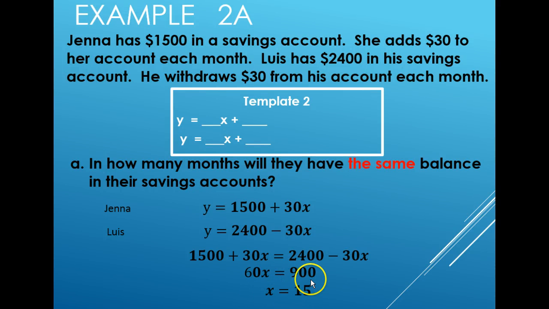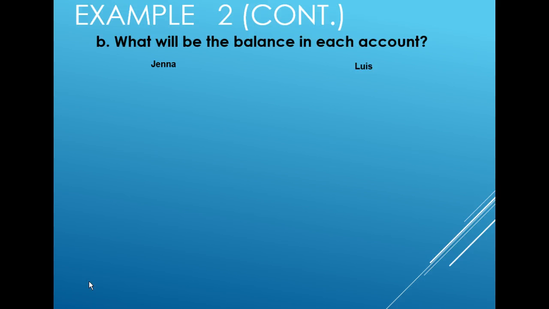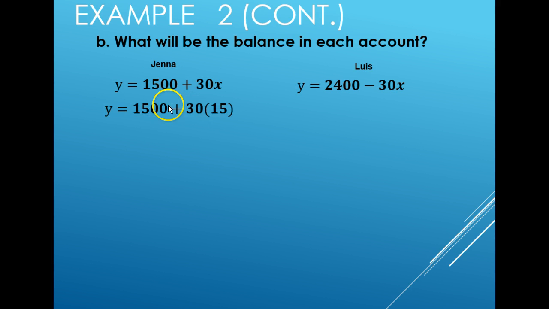This is telling us the number of months that it would take for Jenna and Lewis to have the same amount of money. So after 15 months of Jenna doing something good and putting $30 in, and Lewis taking $30 out, their amount's going to be the same. The next part of the question is asking us what will be their balance. How much will they have? So I went ahead and plugged the 15 months into Jenna's equation and also into Lewis's, but I could have just plugged it into Jenna's because when you plug it into both, you get the exact same thing, or $1,950.